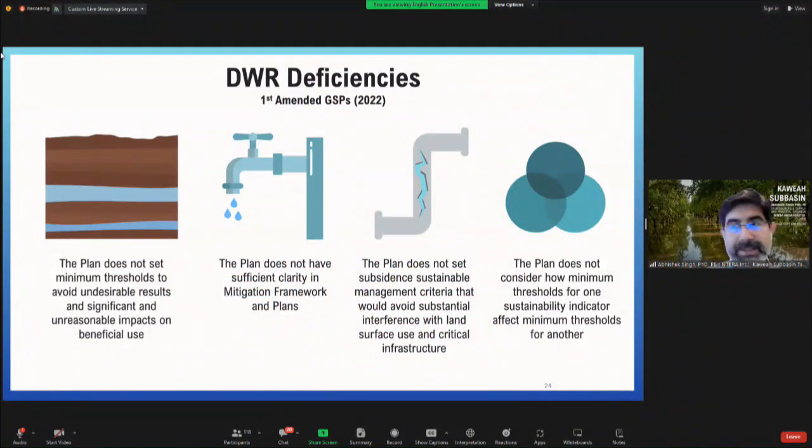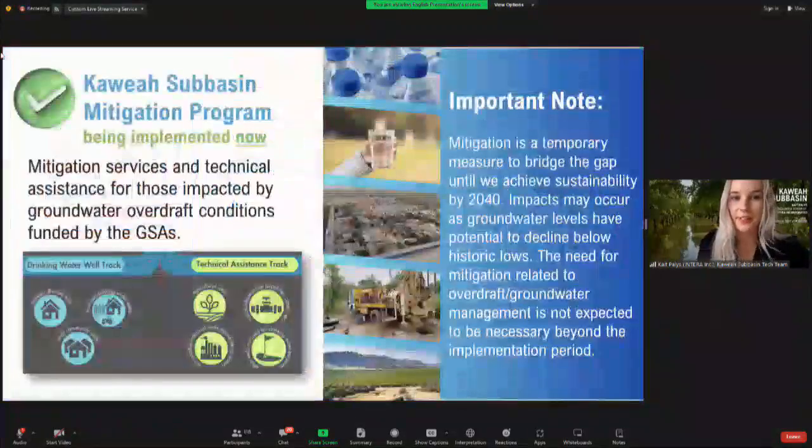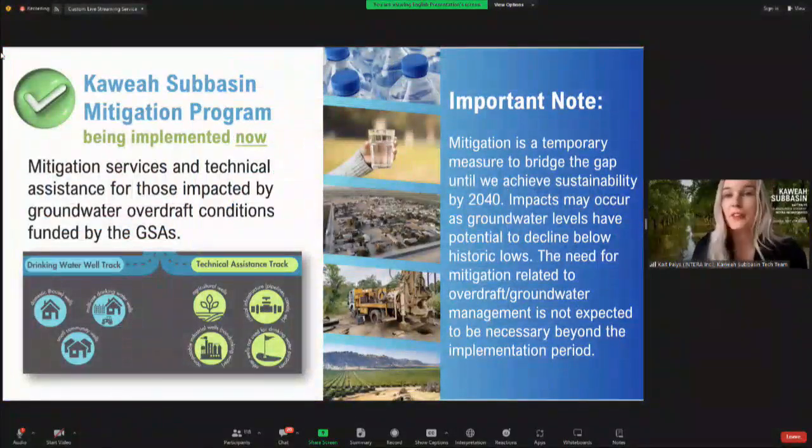So mitigation is essential to our definition of undesirable results and sustainable management criteria. So I'll hand it over to my colleague Kate Pallas to talk about how we've developed our mitigation program. Yeah, thank you, Abby. Kate Pallas, Senior Water Resources Scientist at Intera. And we're very happy to share that the Kaweah Subbasin GSAs have adopted the Kaweah Subbasin Mitigation Program and those 3 GSA specific mitigation plans.